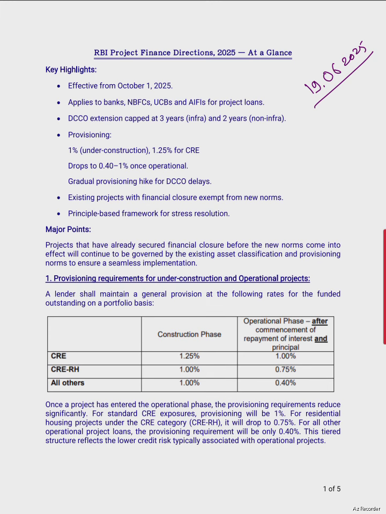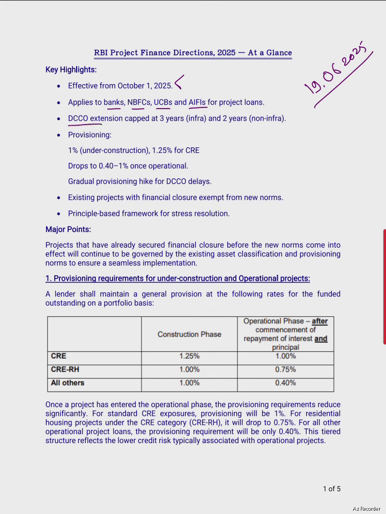This direction will be effective from 1st of October 2025. These are applicable to banks, NBFCs, urban cooperative banks, and AIFI. There are 5 AIFIs as on date, which are SIDBI, NHB, NABARD, NaBFID, and Exim Bank. Now, what it says is that DCCO extension is capped at 3 years for infra and 2 years for non-infra. So, what is the DCCO?